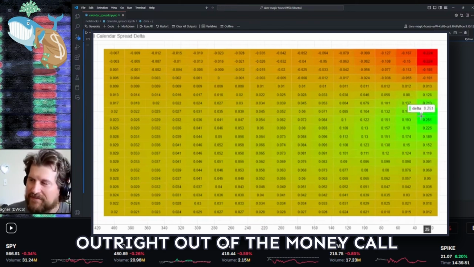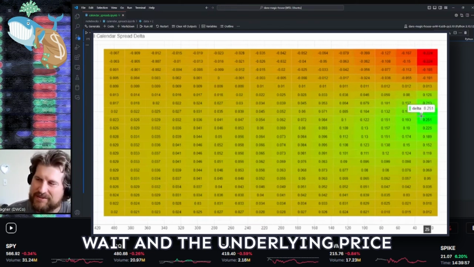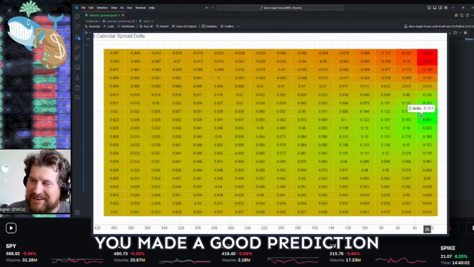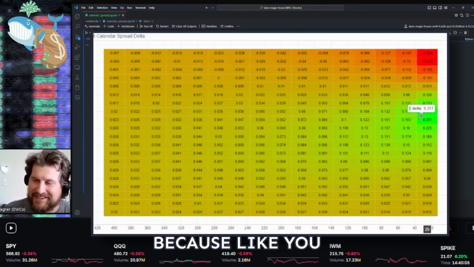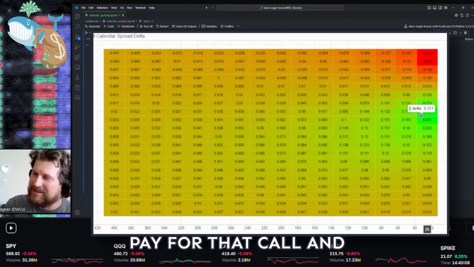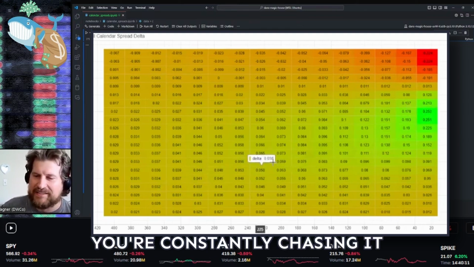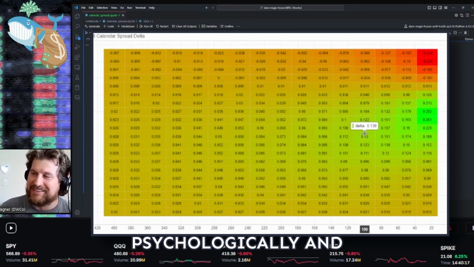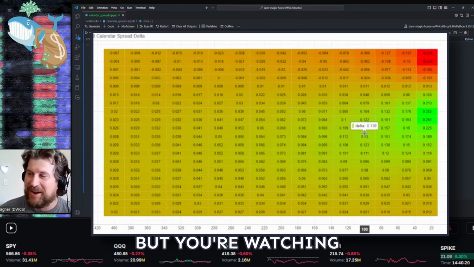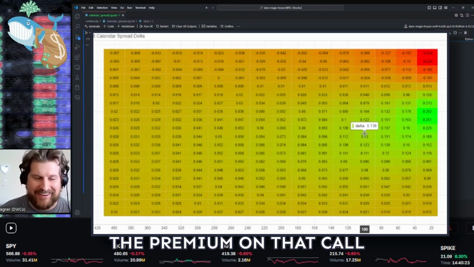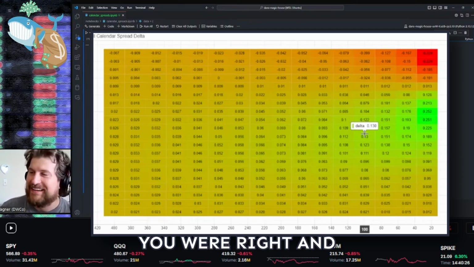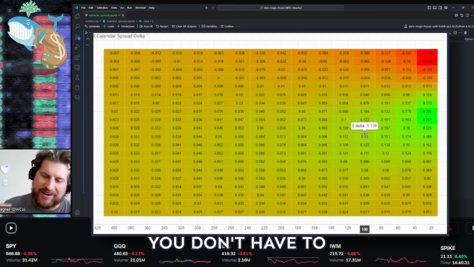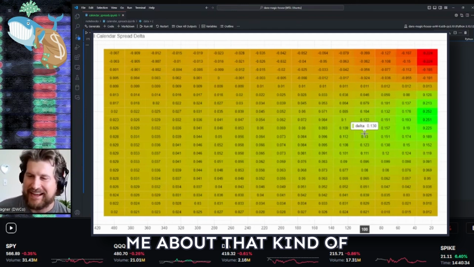out of the money call, and you just wait and the underlying price reaches your strike by expiration, you made a good prediction, but you didn't make any money. You lost money, right? Because you had to pay for that call and price didn't get high enough. Over time, you're constantly chasing the value of the call. You're watching it psychologically, and you were right in your prediction, but you're watching the premium on that call not go up when you were right. And the frustration, right? You don't have to tell me about that kind of frustration, right?